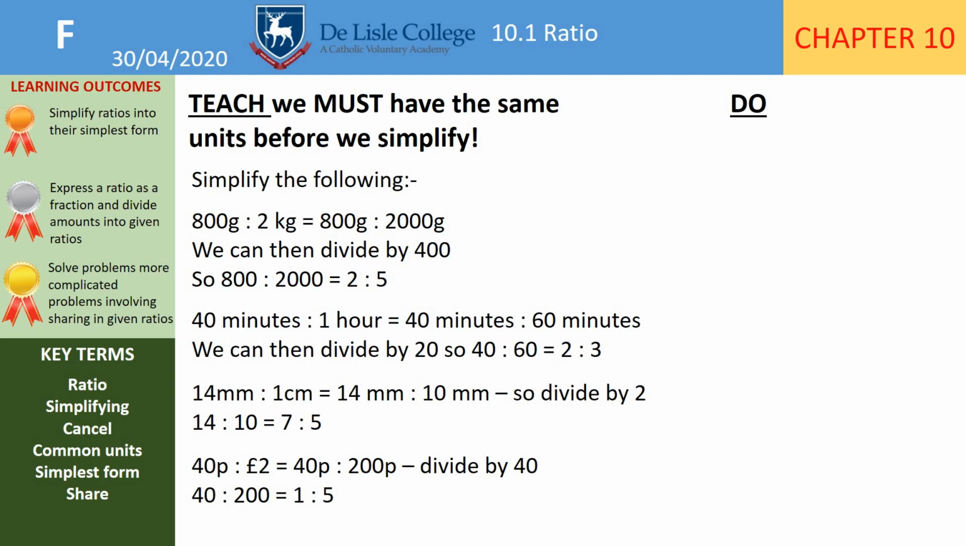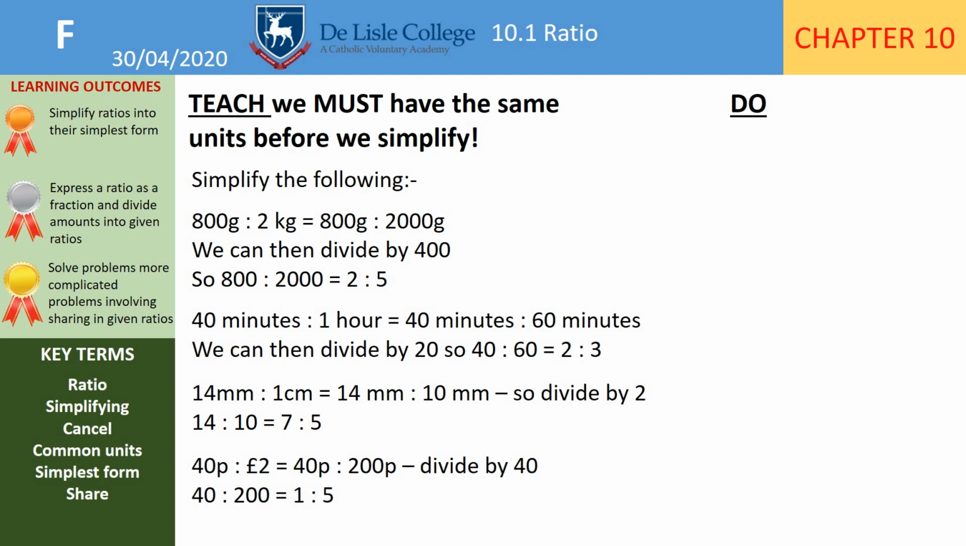Okay, now, if we look at these examples, they're the same, but we must have the same units before we simplify, and that's all there is to it. So 800 grams to 2 kilograms is really 800 grams to 2,000 grams. We divide both numbers by 400, which is the highest common factor, and get 2 to 5. 40 minutes to 1 hour, well, 40 minutes is the same, and you've got 60 minutes for 1 hour, so we get 40 to 60, which we can divide by 20, their highest common factor, to get 2 to 3.